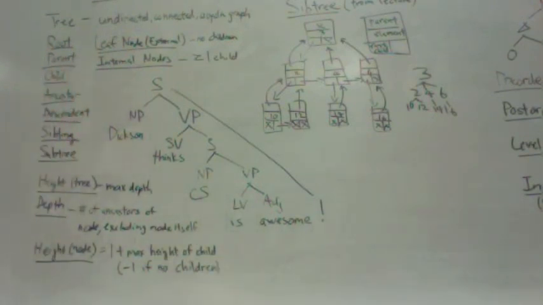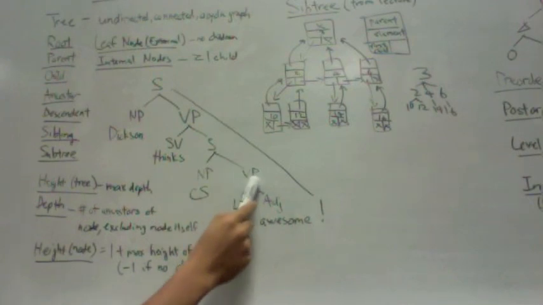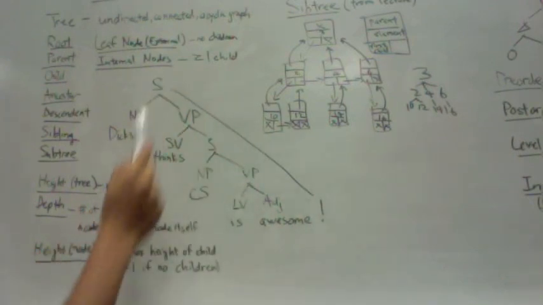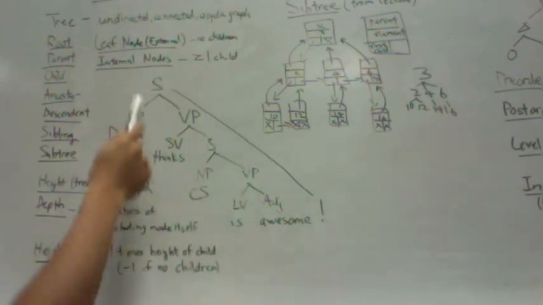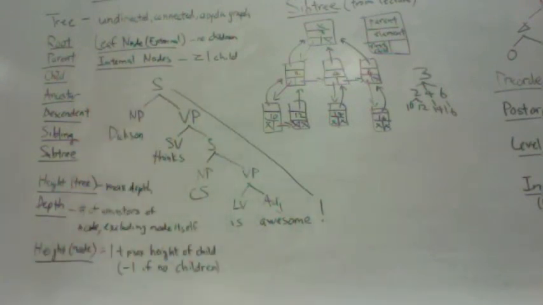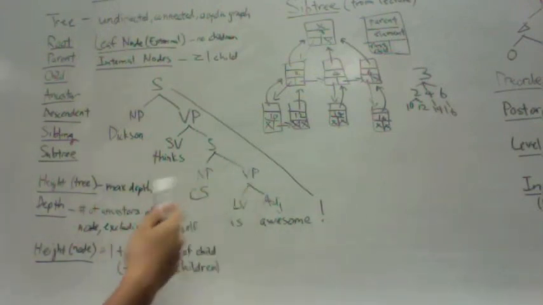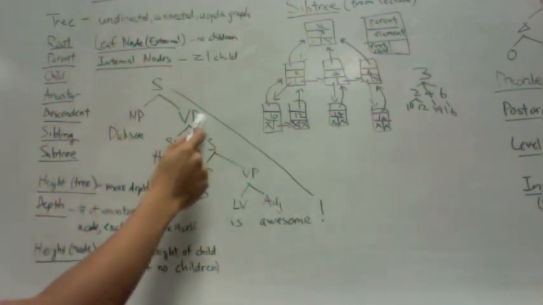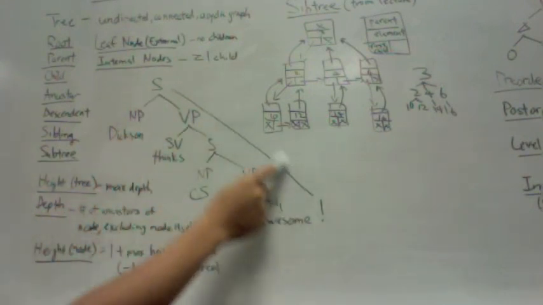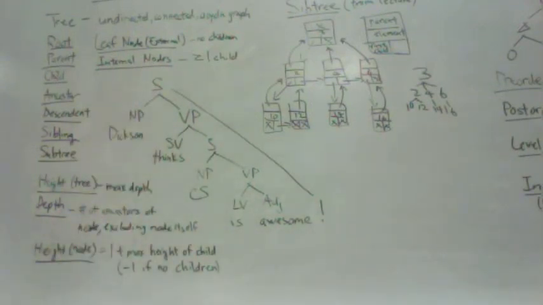And an ancestor, so the verb phrase here has an ancestor, which is the overall sentence, and the verb phrase down here is the descendant of this overall sentence. And the noun phrase and verb phrase are obviously siblings, because they can't really exist without each other. And a subtree, so a sentence is composed of a noun phrase and a verb phrase. This verb phrase, this entire thing, is a subtree of the sentence.